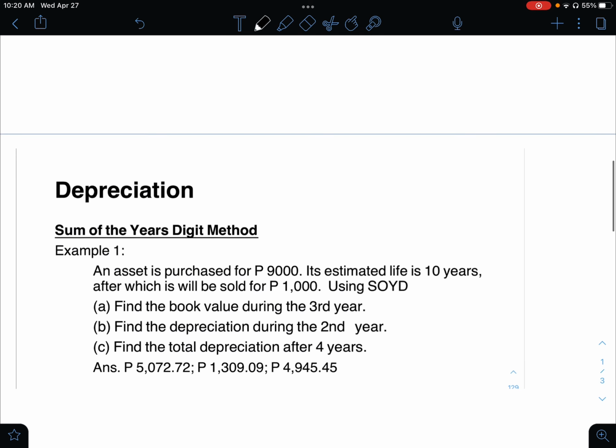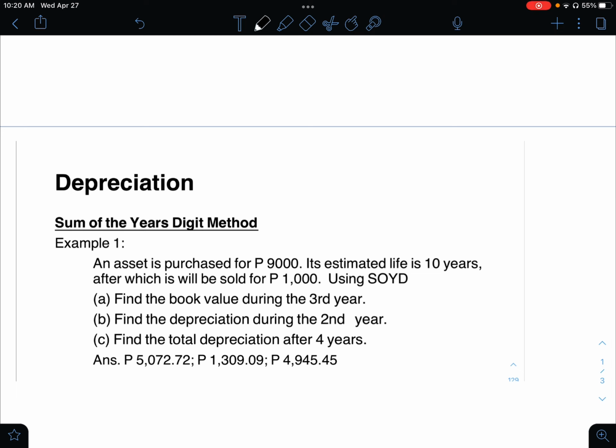Let's go now with the examples of the sum of the years digit method. An asset is purchased for 9,000 pesos. Its estimated life is 10 years, after which it will be sold for 1,000. Using the sum of the years digit method, find A, the book value during the third year; B, the depreciation during the second year; and C, the total depreciation after 4 years.